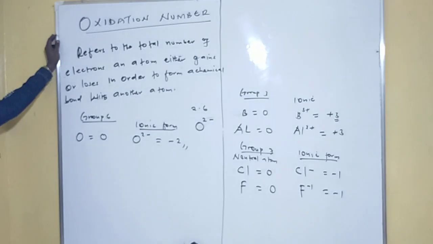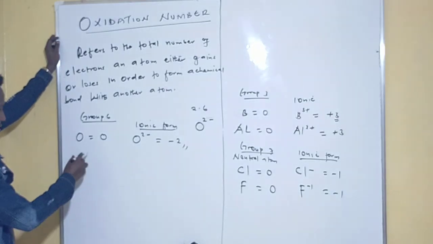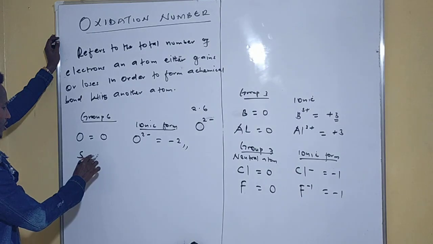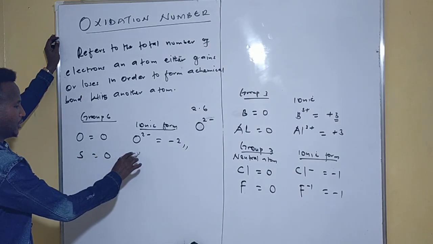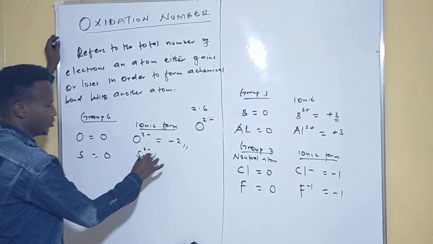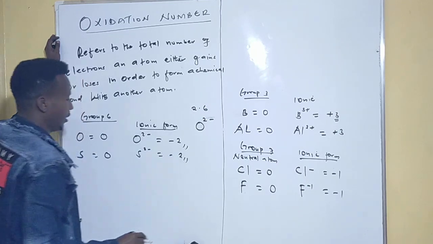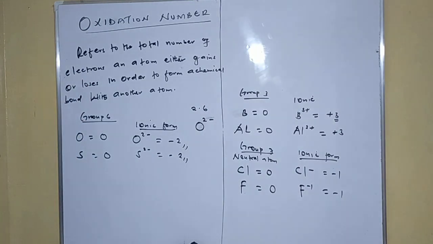Just understand that. Next one of group 6, sulfur. Sulfur, S. Neutral atom, 0. But sulfur ion is written like this. So its oxidation state will be negative 2. Okay?